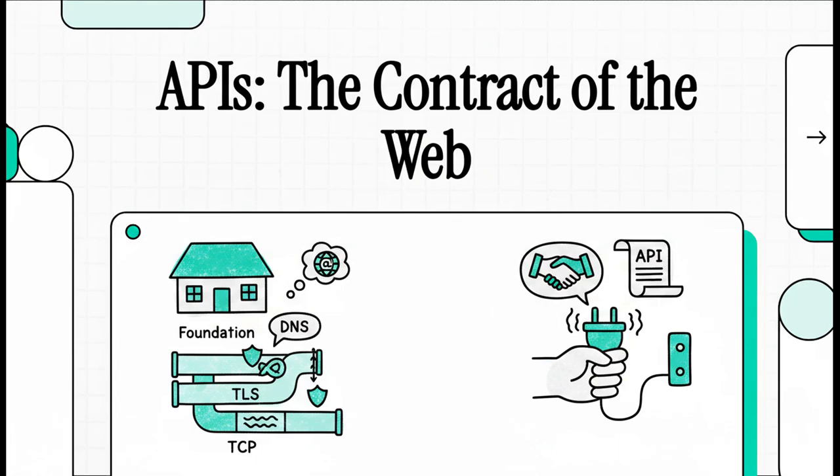So in our last couple of explainers, we basically built the house, right? We've got TCP for the reliable pipes, TLS to make sure they're secure, and DNS to give us a solid address. But what's the point of a house if you can't even get in the front door to do stuff?